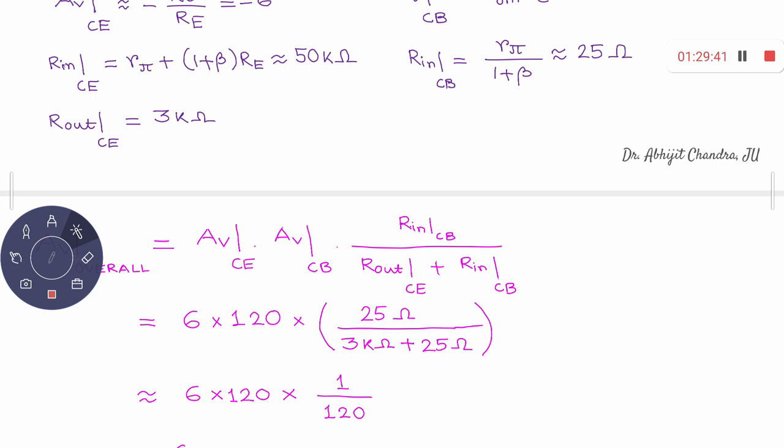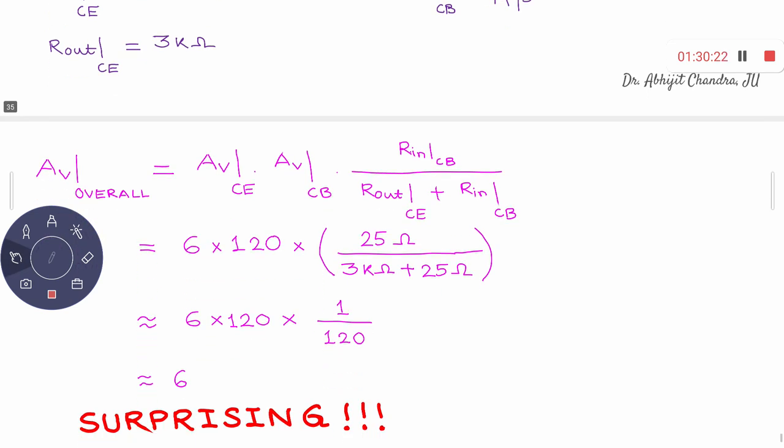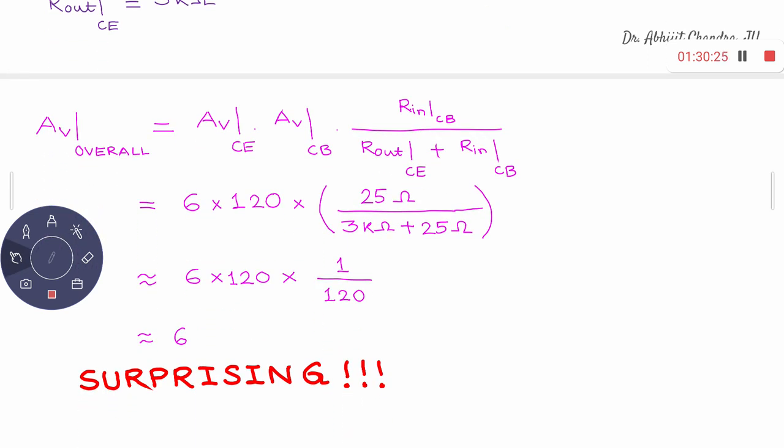So the gain that you are getting out of this common base stage, 120 whatever it may be, close to that. So using a common base, you are getting a gain from its input of 120, right? And while coupling the input from the output of the common emitter to the input of the common base, there is a loss by a factor of 120. So eventually there is no gain. And ultimately the product is close to 6.